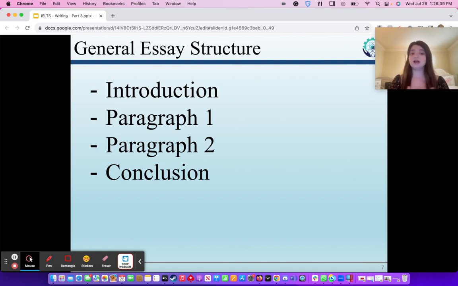Today specifically, I'll just be going over parts of the introduction, but in our next lecture, we'll be going over the parts of paragraph 1 and paragraph 2 more specifically, in more detail. So that detail will be given later. This is just very bare bones. What do we need for our essay? We need an introduction, 2 body paragraphs, and a conclusion, and that's it.